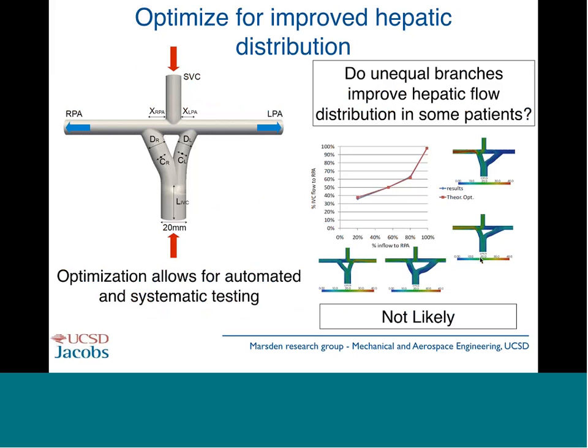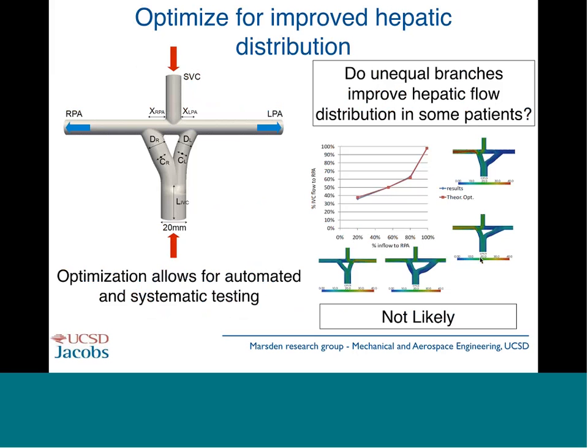We also did design optimization on the Y-graft. We were able to hook up our Navier-Stokes solver to an optimization algorithm and then perform automated design. These are tools that I think are really going to be useful in propelling simulation-based design into real clinical applications. This was done in an attempt to answer our question that I mentioned before about whether unequal branches could improve hepatic flow distribution in some patients.